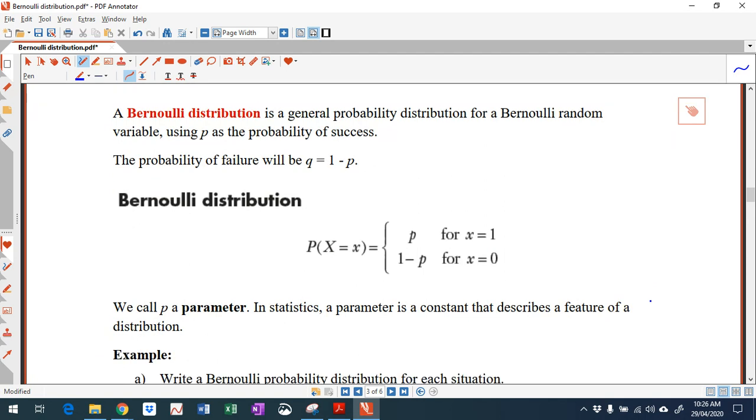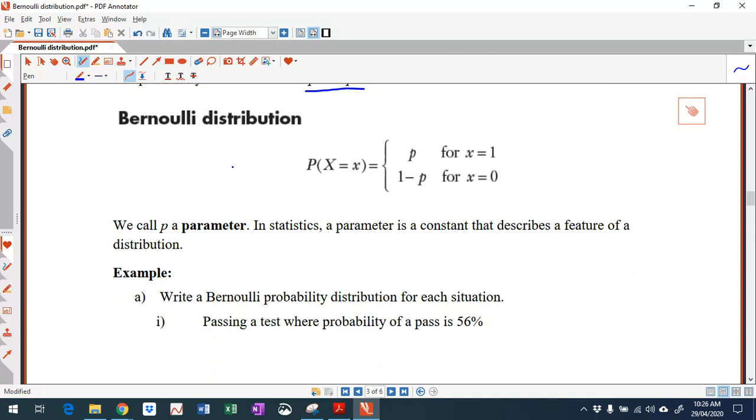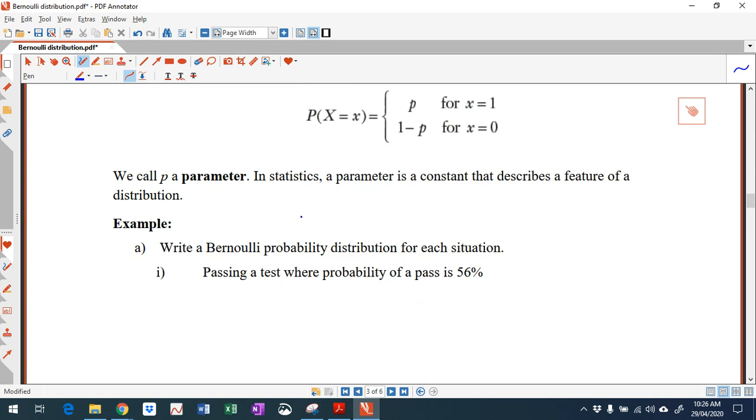Now, a Bernoulli distribution is a general probability distribution for a Bernoulli random variable using P as the probability of success, and the probability of failure is defined as Q, which is 1 minus P. Okay, so let's have a look. So for our Bernoulli distribution, we can now write that in terms of P. So probability of X equals x is P for x equals 1, where 1 is your success, and 1 minus P for x equals 0, where 0 is your failure. Now we call P a parameter, and in stats, a parameter is a constant that describes a feature of a distribution.